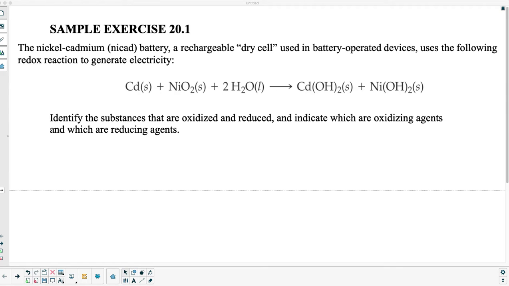Class, this is sample exercise 20.1, or the example problem. The nickel cadmium battery, a rechargeable dry cell used in battery operated devices, uses the following redox reaction to generate electricity. Notice that it says identify the substances that are oxidized and reduced, and indicate which are oxidizing agents and which are reducing agents. Okay, so let's take a look at this.